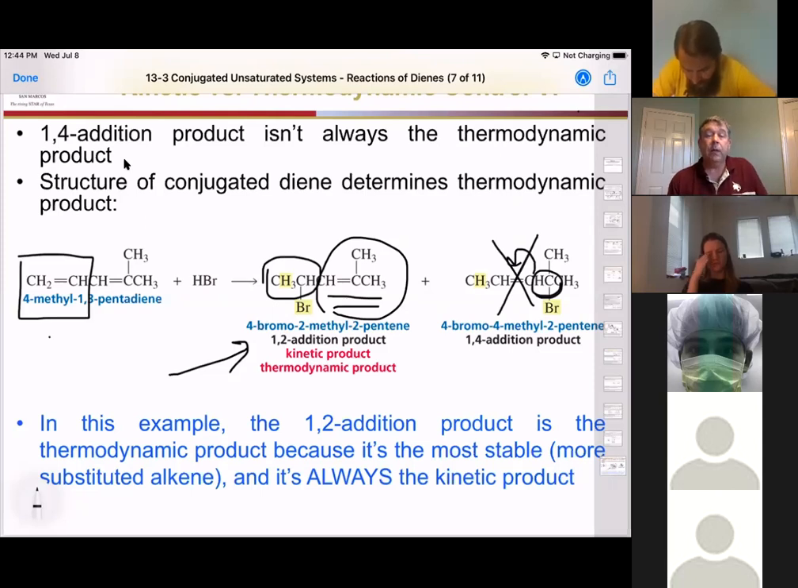So we always want to look at which product is going to give us the most substituted alkene, and that will drive your thermodynamic product. Your 1,2 addition is always your kinetic product. Any questions about thermodynamic versus kinetic products in a 1,2 or 1,4 addition across a conjugated diene?